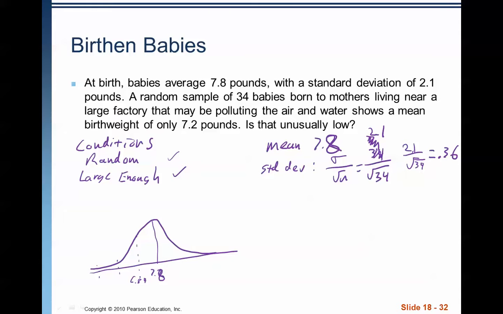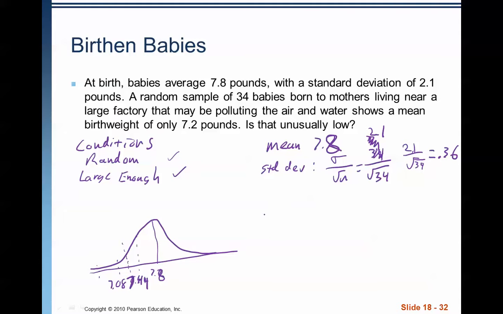7.8 minus 0.36 is giving us 7.44, and then we're going to subtract 0.36 from that, and that's going to give us 7.08. I'm going to stop it right there because we can see that 7.2 is going to fall somewhere in between here. So it's about 1 point something standard deviations away.